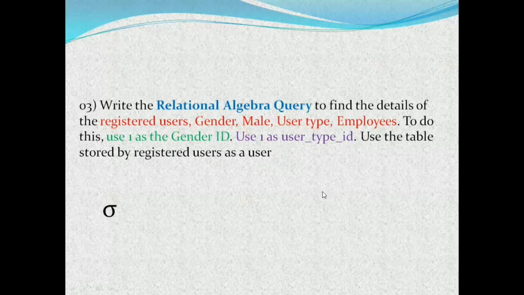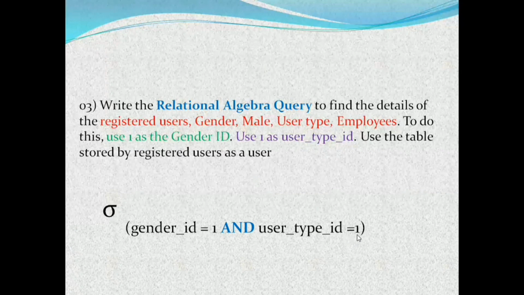So now we have to use AND operator. So now I am writing the proportional logic formula. So this is it. So gender ID equals to 1, and we are using AND operator, and user type ID equals to 1. And now we want to get the relation. Relation is user or registered user. You can put it whatever you want. So relation table is user. That's it. So you can understand it.